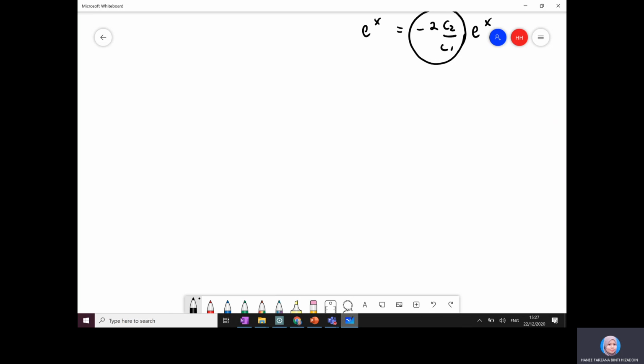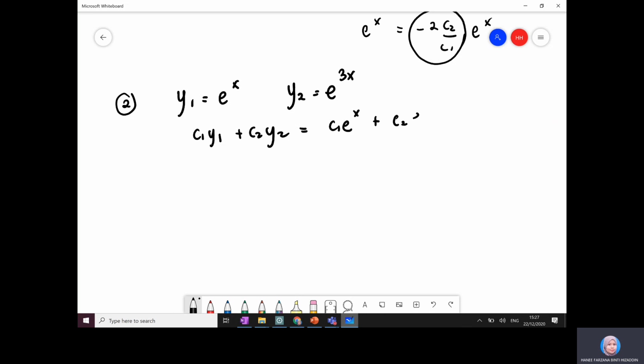Okay, so the next example is to check if y1 equals e to the x and y2 equals e to the 3x are linearly dependent or not. So we can write down c1y1 plus c2y2 equals c1 e to the x plus c2 e to the 3x. A shortcut here is to just look at the exponential value. In this case, one is x, one is 3x, so it's impossible for them to be linearly dependent on each other because they have different exponentials.